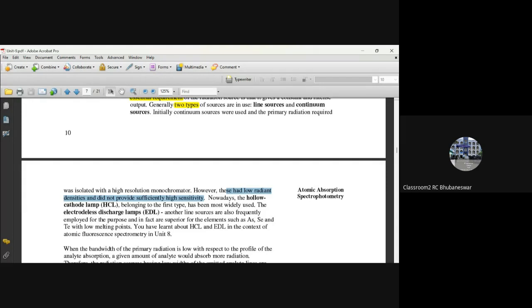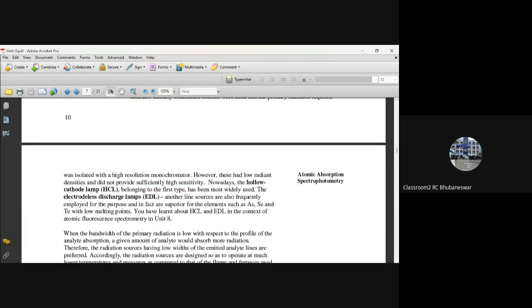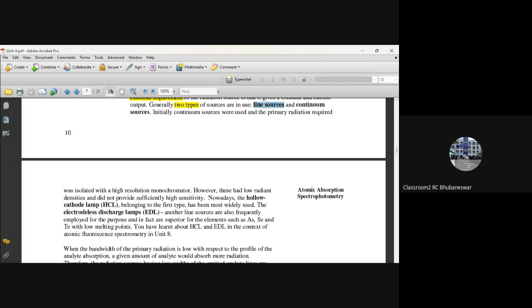So nowadays, mostly line sources are getting used. Instead of continuum sources, line sources are very intense and to the point and precise. So nowadays, the hollow cathode lamp belonging to the first type, that is line sources, has been mostly used. And the electrodeless discharge lamp, another line source, is also frequently employed for the purpose.